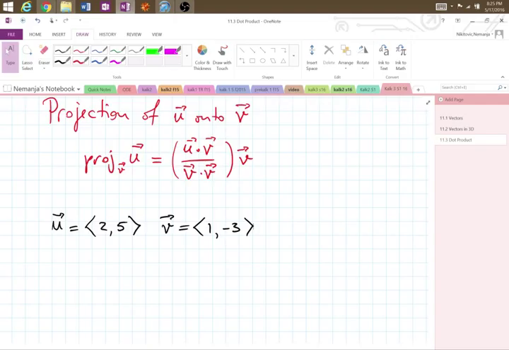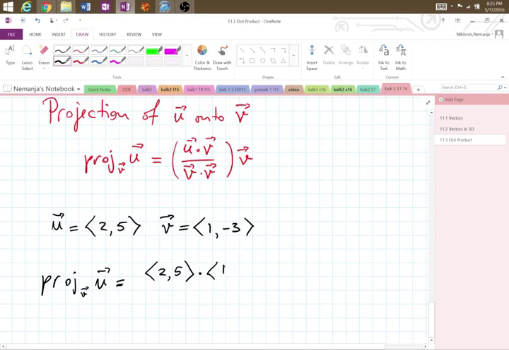All set? So projection of vector u onto vector v is, we have u dot v on top, so (2, 5) dot (1, negative 3), divided by, now v squared, that's the magnitude of v squared. So I have (1, negative 3) dot (1, negative 3), all of that times (1, negative 3).